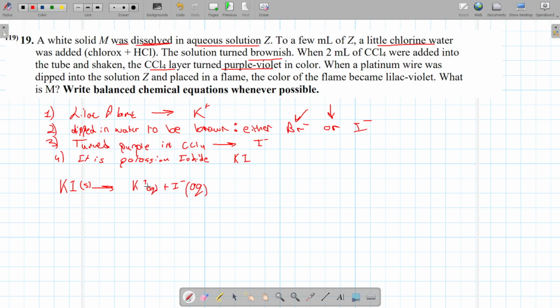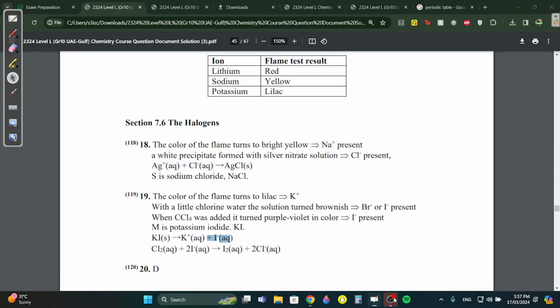Aqueous and aqueous. How long is this? For a good 2 hours at least.